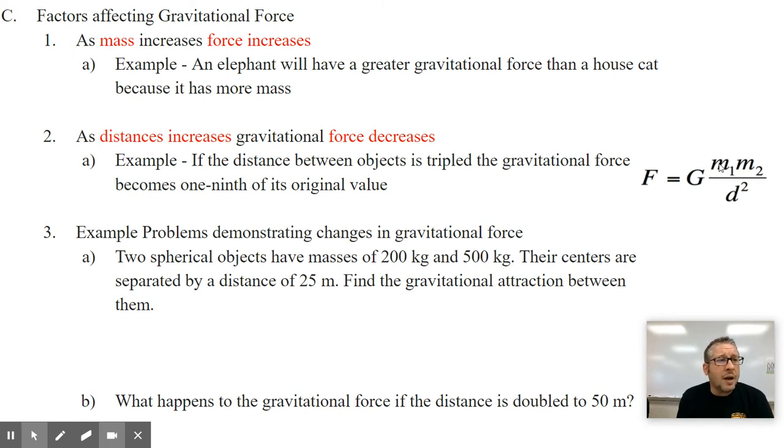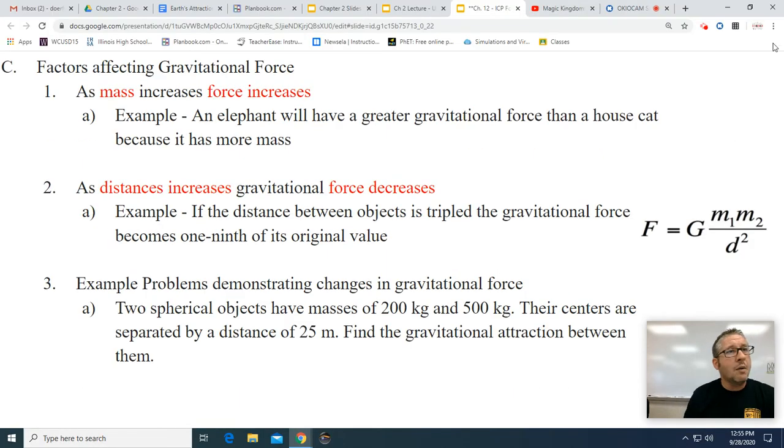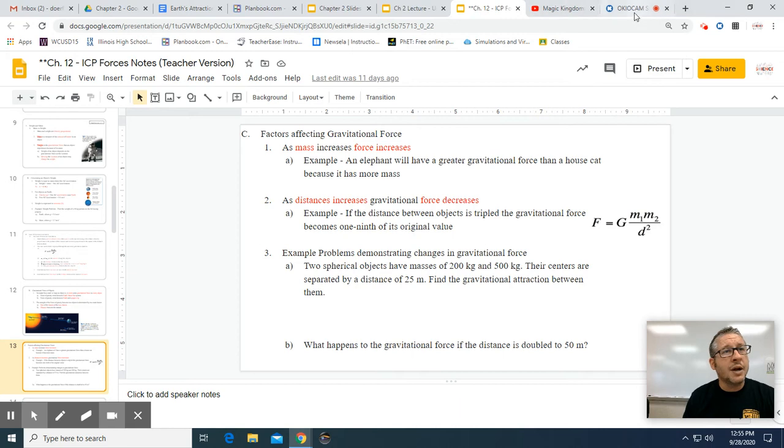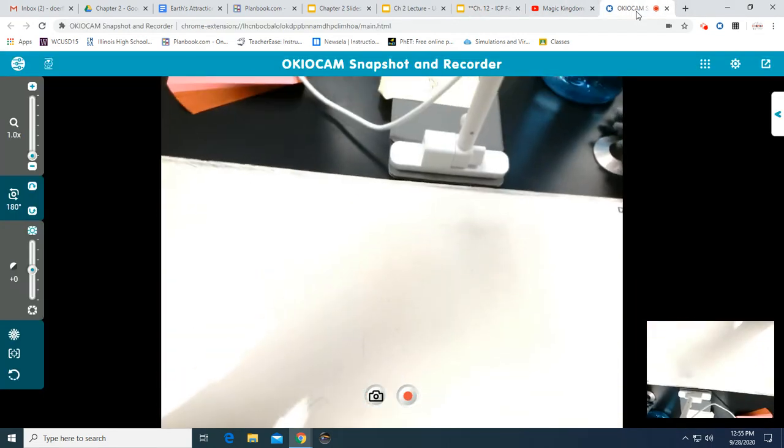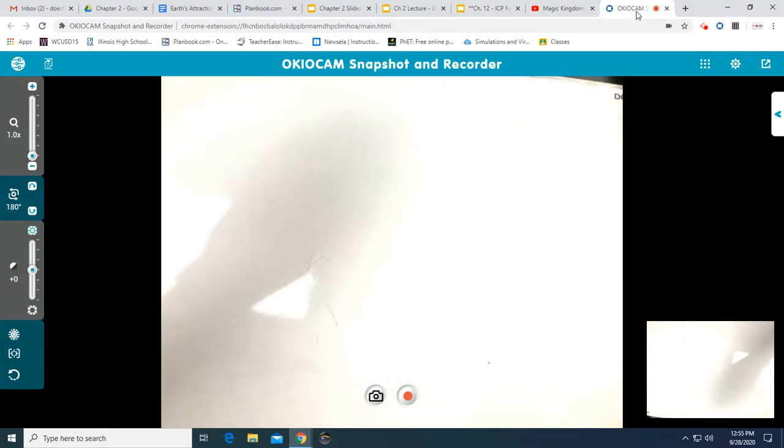We have two spherical objects that have masses of 200 kilograms and 500 kilograms. Their centers are separated by a distance of 25 meters. Find the gravitational attraction between them. Okay, going back to my handy dandy little dry erase board here. Yoink. All right, sorry. Let's get this figured out here.